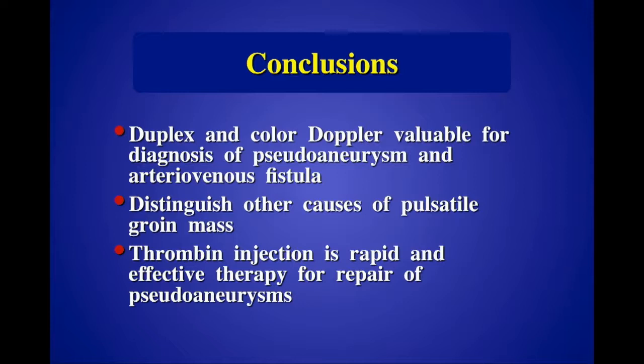Okay, so I'm going to conclude here. My time's up. Duplex and color Doppler are valuable for the diagnosis of pseudoaneurysm and AV fistula, and help us to distinguish other causes of pulsatile groin mass, such as a hematoma. And as you've seen and probably know, thrombin injection is a rapid and effective treatment for the repair of pseudoaneurysms.